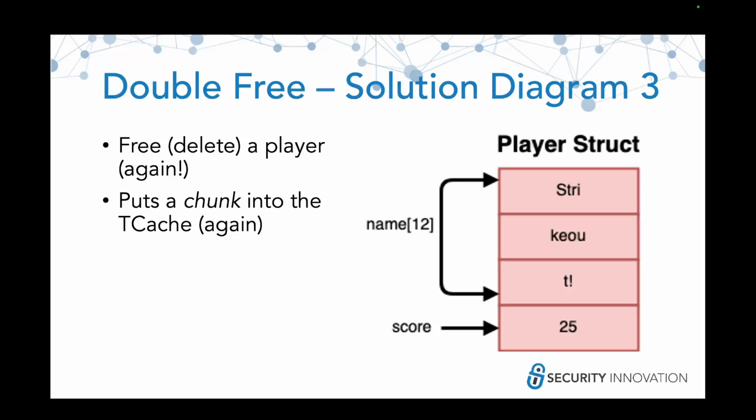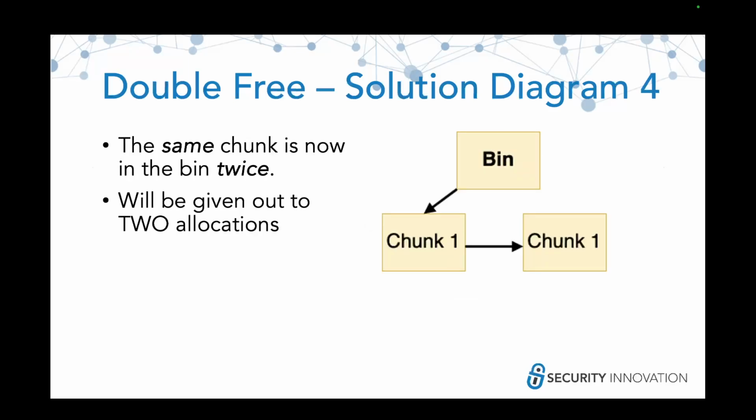The difference now, though, is I'm going to free/delete the player again. And this will put a chunk into the T cache again. Now, we have the same chunk in the T cache multiple times. So if we make two allocations, those chunks will overlap.